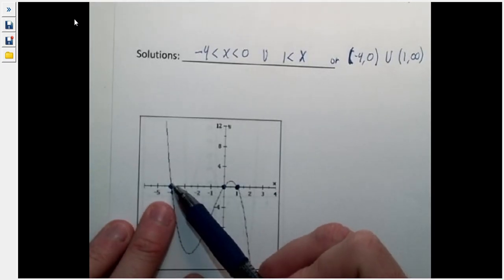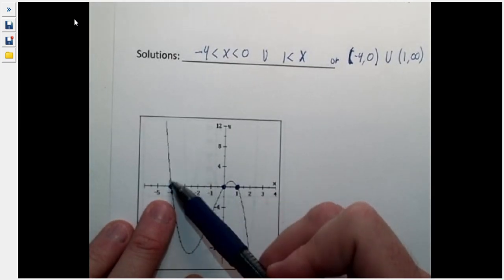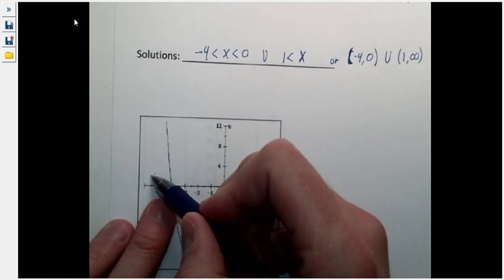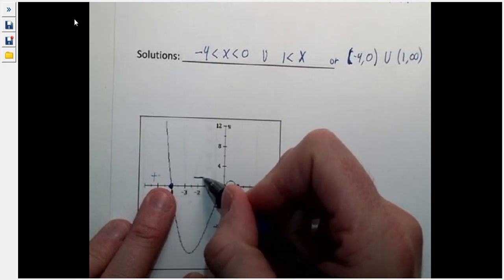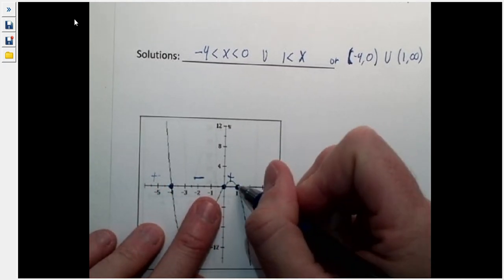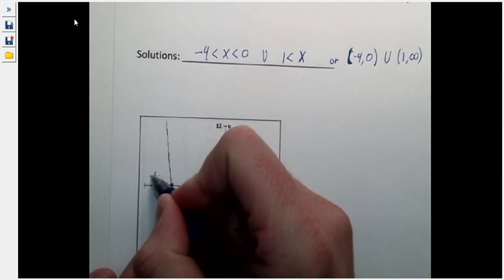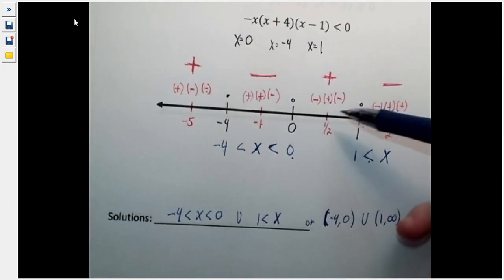And here, it's above the x-axis. My y values are positive here on this side. So they're positive here. From here to here, they're negative. From here to here, they're positive. And from here to here, they are negative. So basically, this sign chart matches my graph.